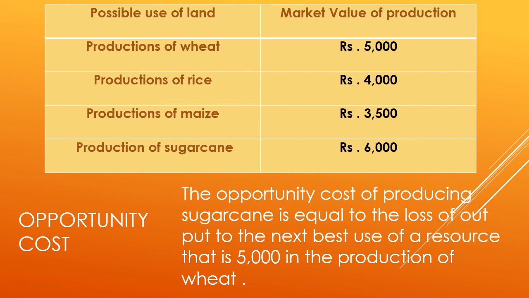So if I put it in this way, what is the opportunity cost of producing sugarcane? The opportunity cost of producing sugarcane is the value of production that would have been attained in the production of wheat, that is 5,000. So 5,000 is the opportunity cost of the production of sugarcane. That is the value of that alternative resource or use that has been given up.